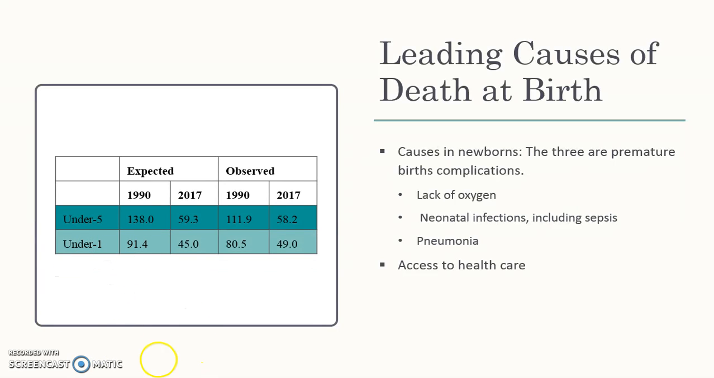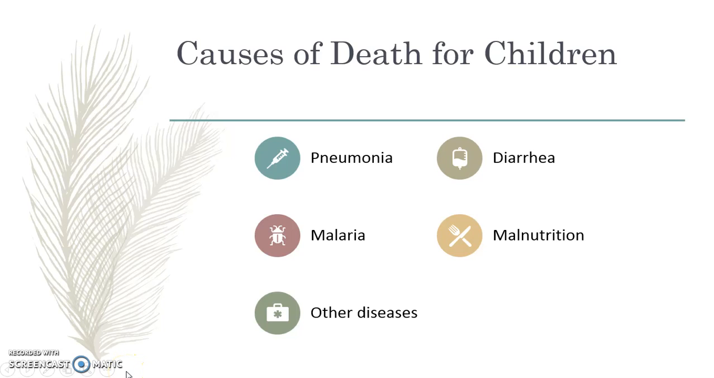This chart shows us the numbers, what they expected and then what they observed. For example, in 1990, the deaths under 5 were 111 per 1,000, and under 1 year of age there were 80 dying. Now we can see in 2017, the latest record, it's down to 58 and 49. So things are dropping. But the main causes of death for children are diseases like pneumonia. There are several others, but these are the top ones.